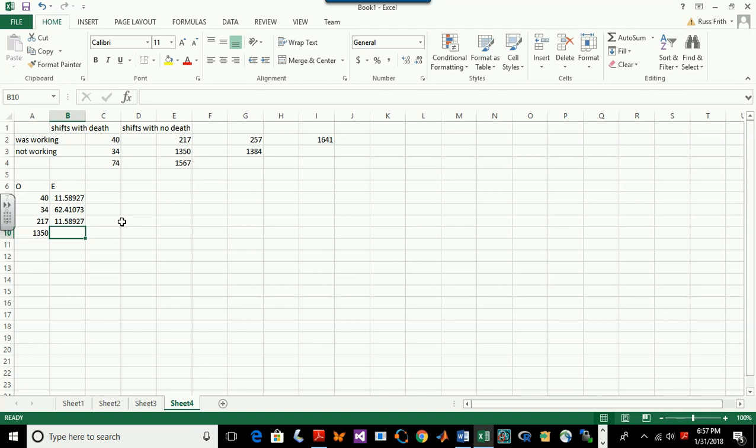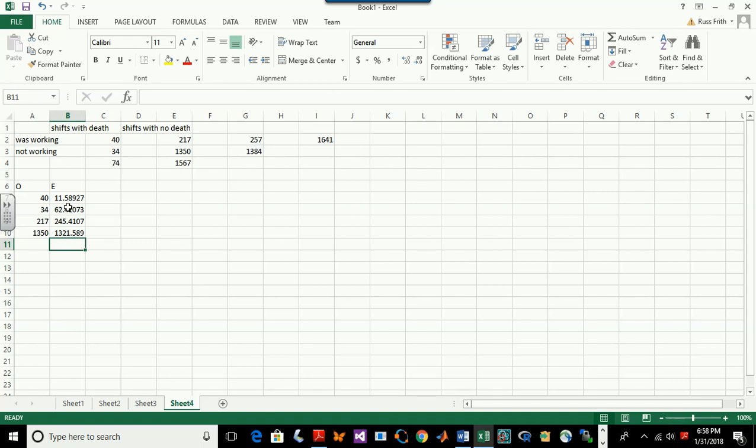Okay, and then for the next one, it doesn't look right, it would equal that number times that number divided by that number. Okay, that looks better, 245. And then for the expected value of the 1350 cell, that would equal that number times that number divided by that number. Okay, 1321. So expected and observed are almost the same for 1350, and expected and observed are almost the same for 217.